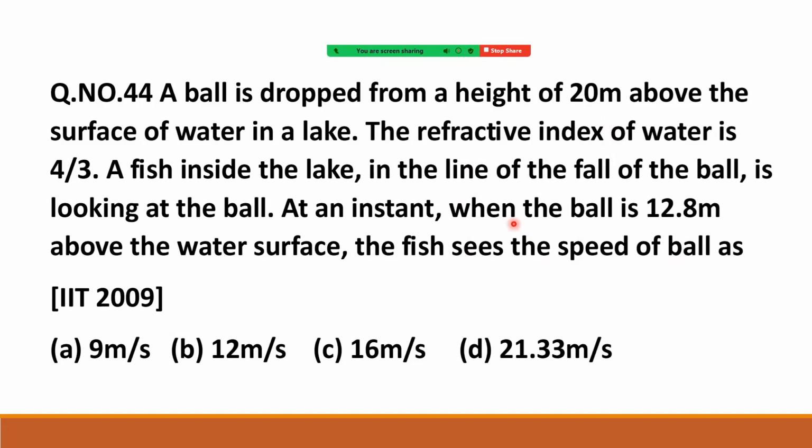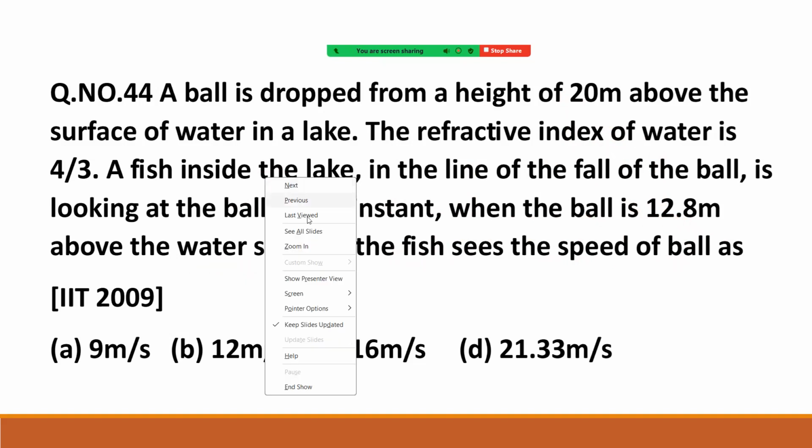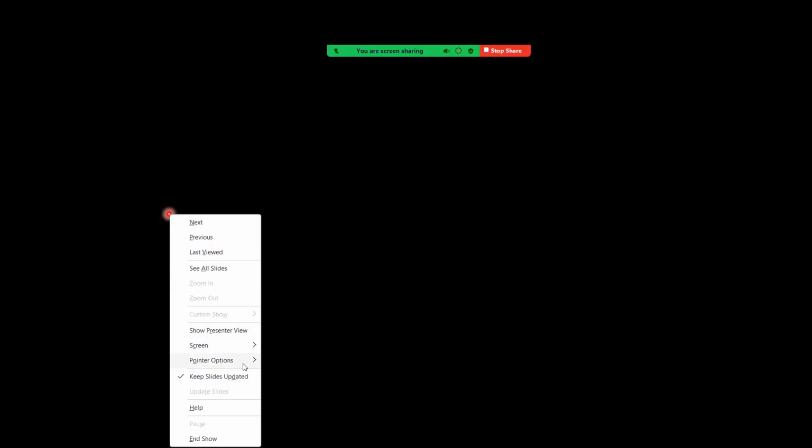Initial height given is 20, when it is 12.8 above the surface of water. That means see how much distance it has covered. 20 minus 12.8, that is 7.2 meter, right? So first note down the given data. Suppose this is the surface of water, the height of the ball initially given is 20 meter. At one instant, it is given as 12.8 meter. And the fish is now in the same line looking at the ball. See how much distance it has covered. 20 minus 12.8, that is 7.2 meter.